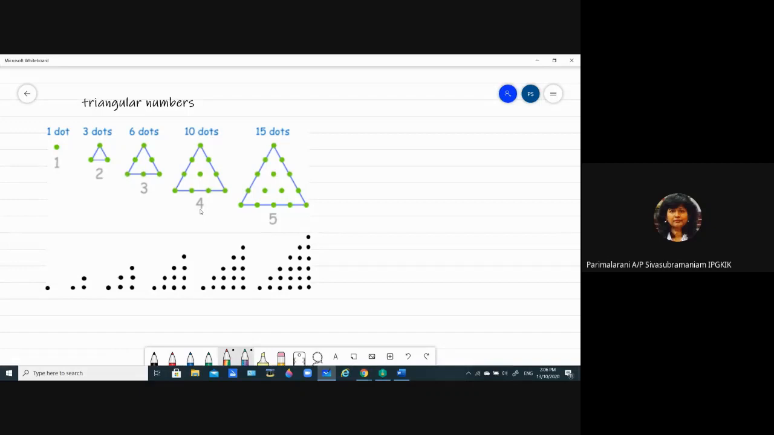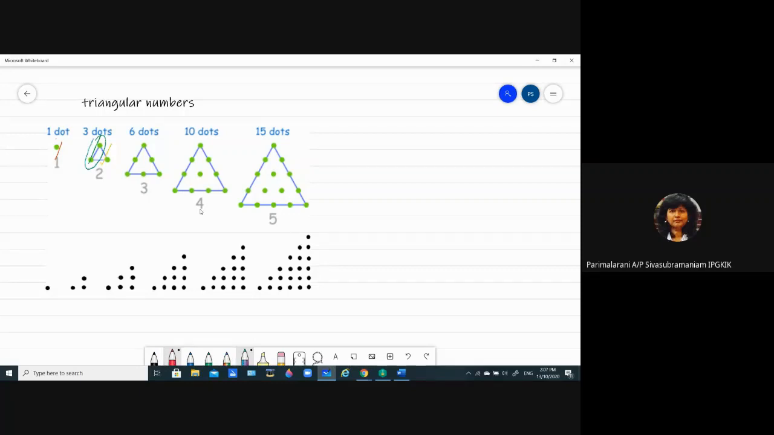For the second number, we add a row with 2 dots. So this is row 1, and this is row 2. I don't know why the pen is going crooked. Okay, row 1 and row 2. When we move on to the third number, how many dots more do we have from the second number? 3 dots more, right? So first we have 1 dot and then we add 2 dots here, correct?